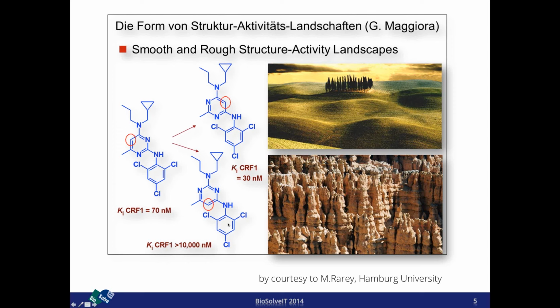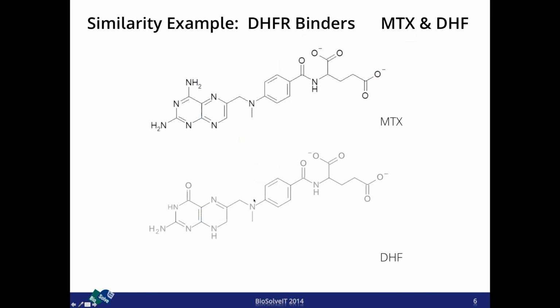But you completely lose affinity once you do not have a nitrogen there anymore, which means a small change in a molecule, but a drastic change in affinity. And this is what we call an activity cliff. So small changes in atomic arrangement, but drastic changes in affinity.